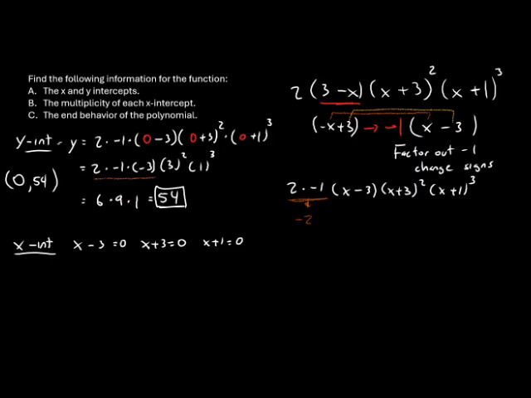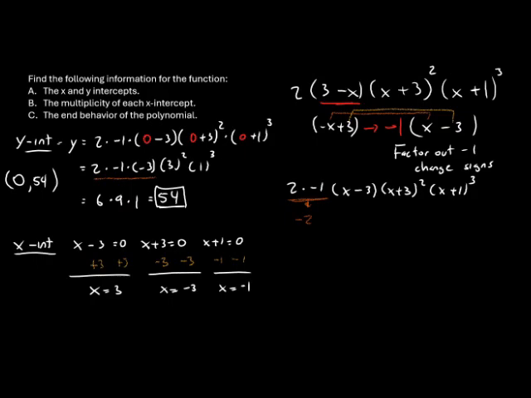Now let's try to solve for x for each of those pieces. Our first piece will allow us to add 3 to both sides to solve for x. Our second piece, we can subtract 3 from both sides to solve for x. And for the third piece, we can subtract 1 from both sides to solve for x. Therefore, our first piece will give us x equals 3. Our second piece will give us x equals negative 3. Our third piece will give us x equals negative 1.